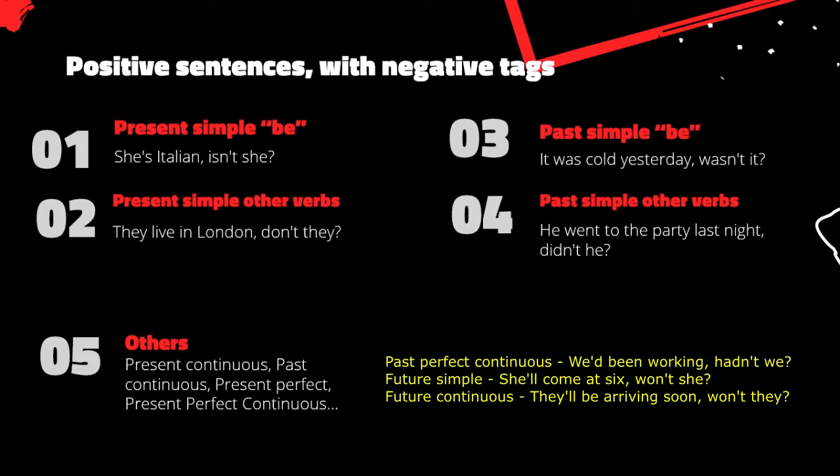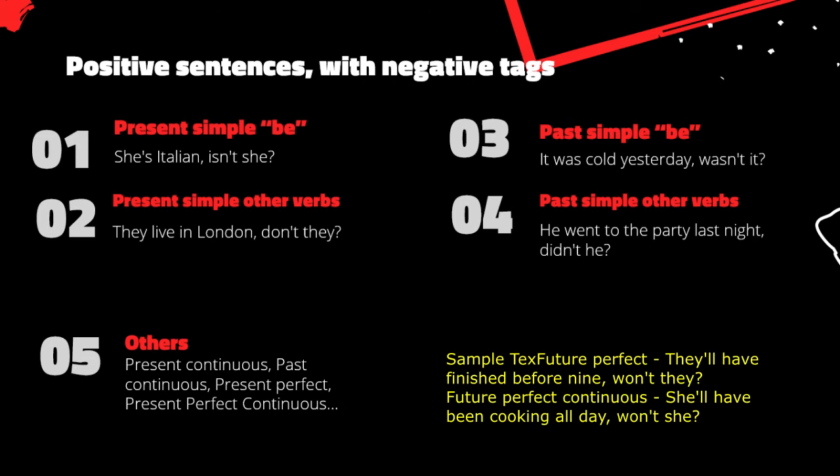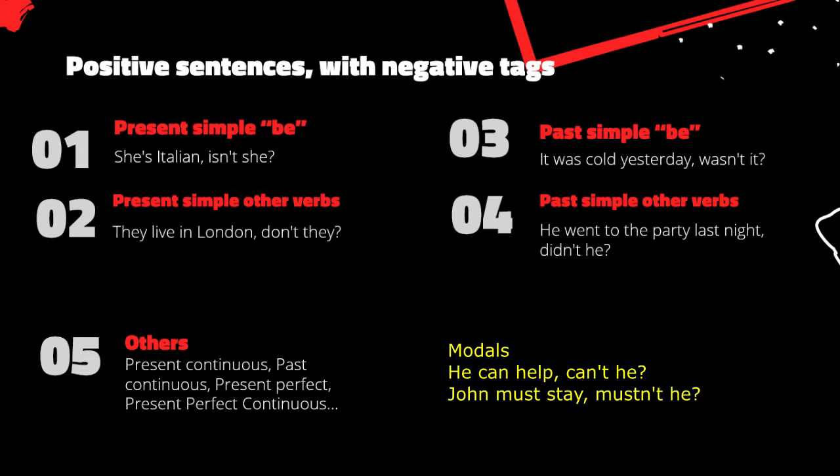Future simple: She'll come at 6, won't she? Future continuous: They'll be arriving soon, won't they? Future perfect: They will have finished before 9, won't they? Future perfect continuous: She will have been cooking all day, won't she? Modals: He can help, can't he? John must stay, mustn't he?